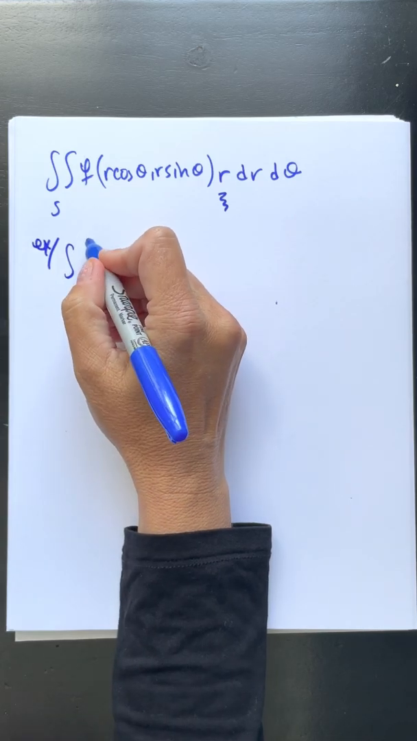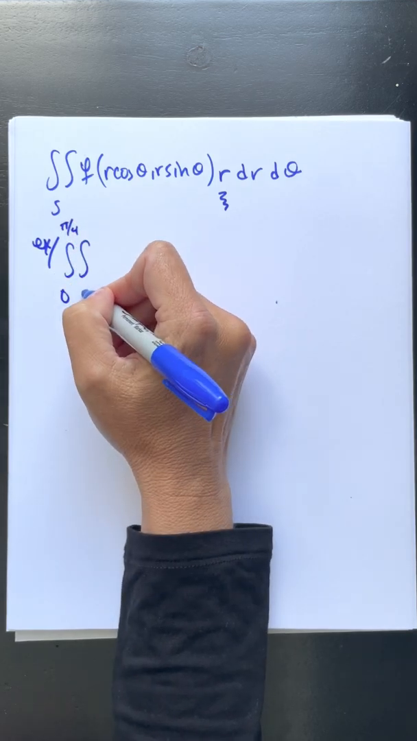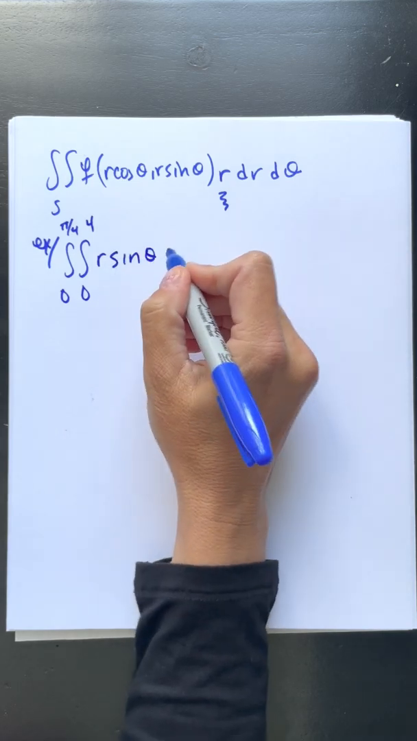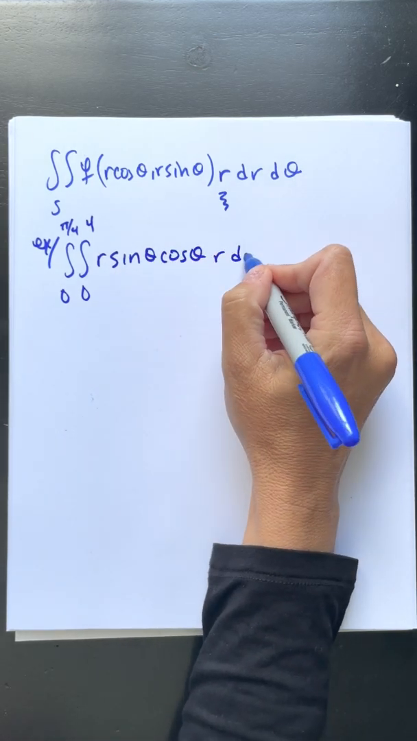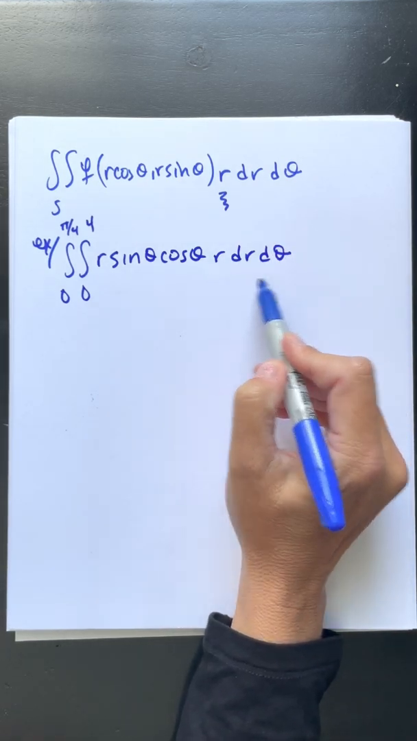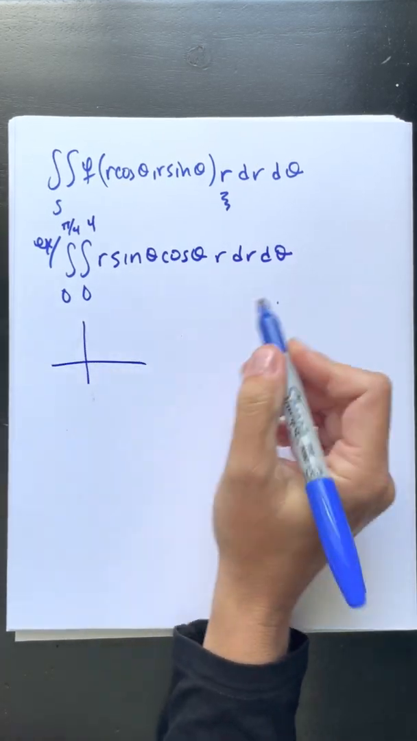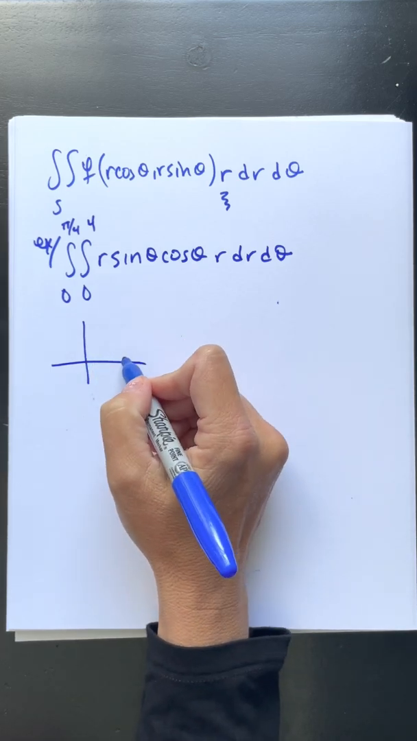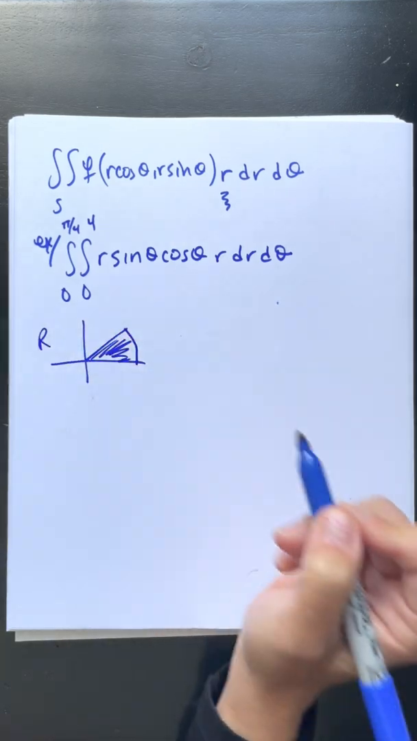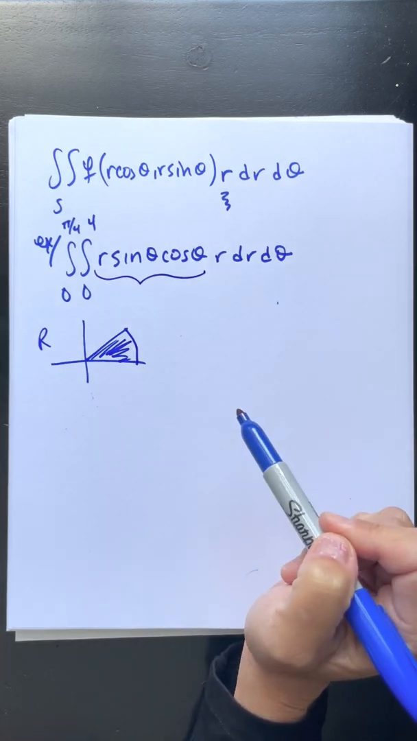If I have the double integral from 0 to pi fourths and 0 to 4 of r sine theta cosine theta times r dr d theta. So this piece right here is telling me my r values are going out from 0 to 4. My theta values are going from 0 to pi fourths. So I'm looking at this little wedge here as my region. I'm integrating this over this region.